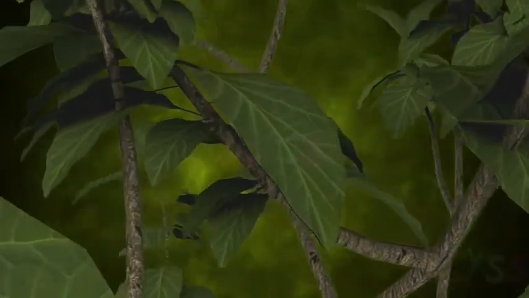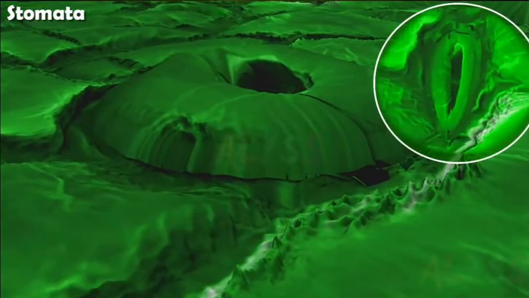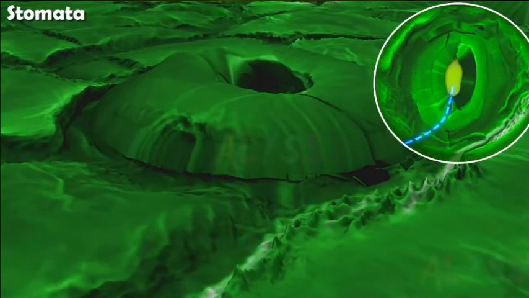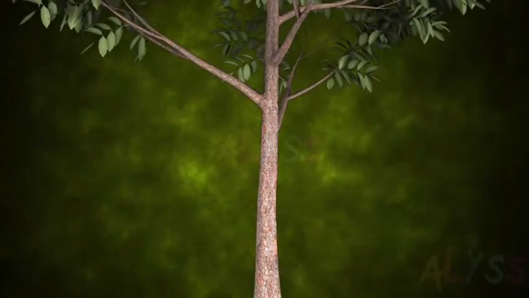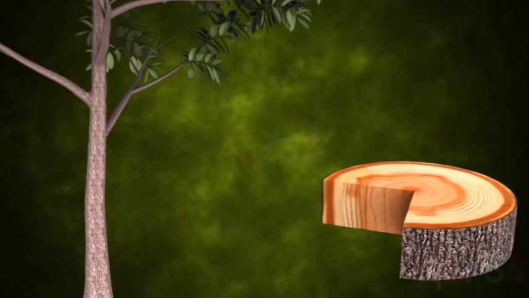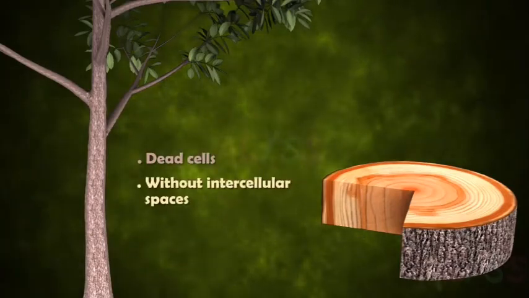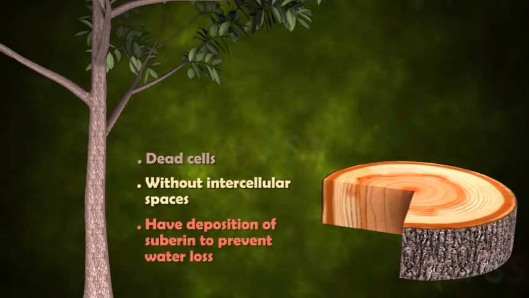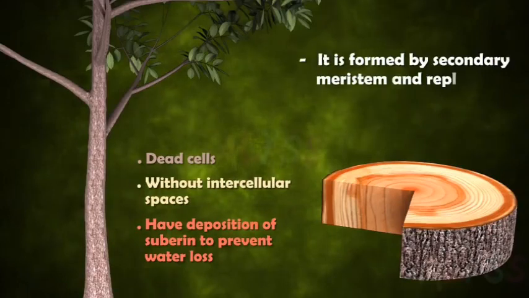On the other hand, in leaves, the lower epidermis has openings called stomata for exchange of gases and transpiration. In trees, as the stem grows older, the outer layer becomes compressed and dead. It forms the cork or bark of a tree. This is made up of dead cells without intercellular spaces and has deposition of suberin to prevent water loss. It is formed by secondary meristem and replaces the epidermis.